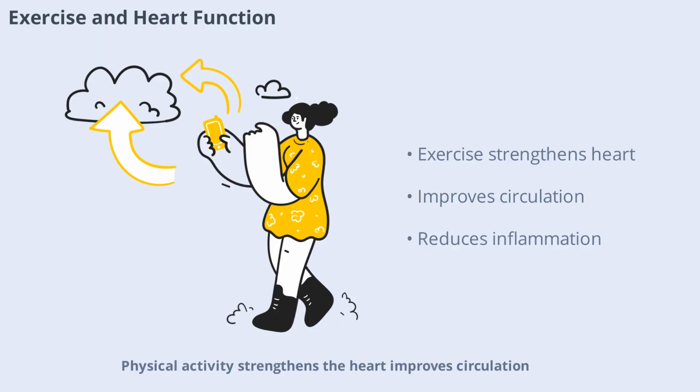Physical activity strengthens the heart, improves circulation, and lowers blood pressure. Regular exercise reduces inflammation and helps control weight, further decreasing cardiovascular risk. Activities like walking, swimming, and cycling are effective. Even moderate movement can have significant benefits. Next, we'll examine how stress affects the cardiovascular system and ways to manage it.